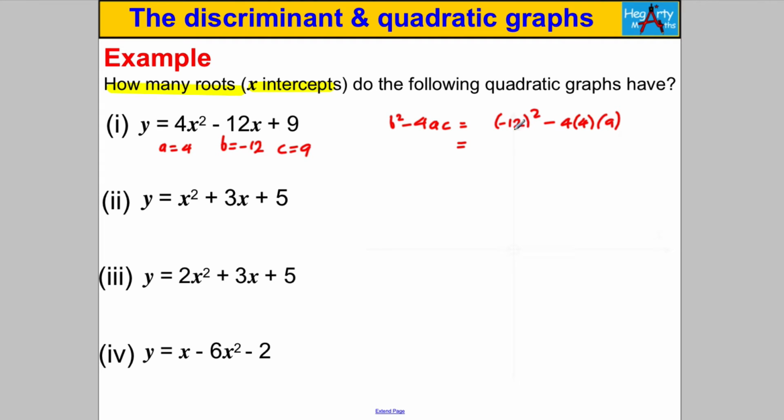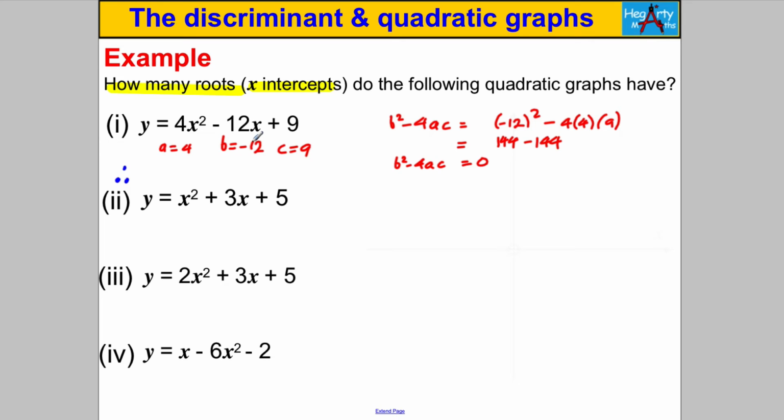Now if you work that out, negative 12 squared is 144, and then 4 times 4 multiplied by 9 is also 144, so you get 144, take away 144 is 0. Therefore, you know something very special. Because the discriminant is equal to 0, you know that the equation 0 equals 4x squared subtract 12x add 9 has one repeated solution.